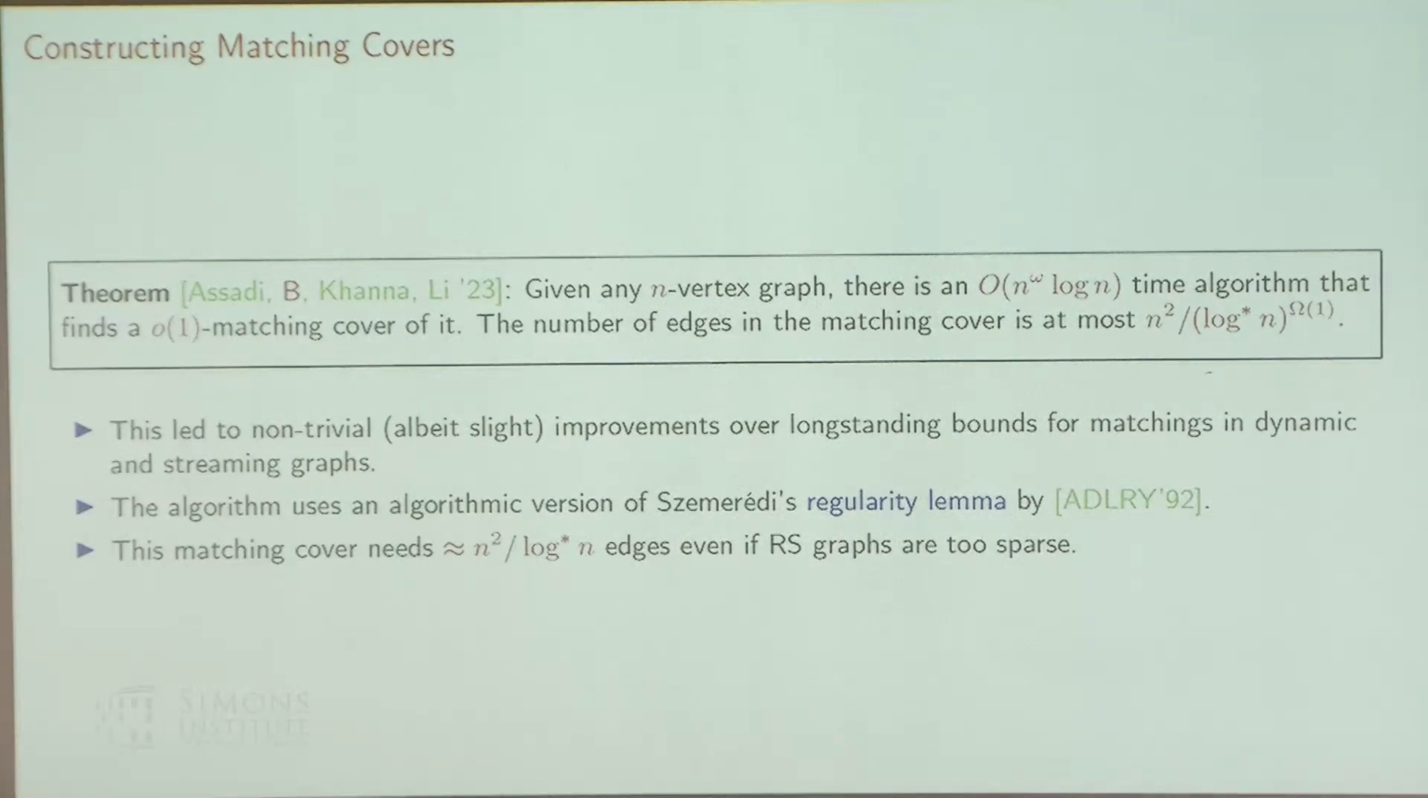But before that, I want to mention this result we had with Sparsifiers and G and Juan in 23. What we showed was that given any n-vertex graph, there is an algorithm running in n to the omega time, where omega is the matrix multiplication power, so it's going to be n to the 2.3 time, that finds a really good matching cover, covering really small matchings containing little o fraction of the vertices.